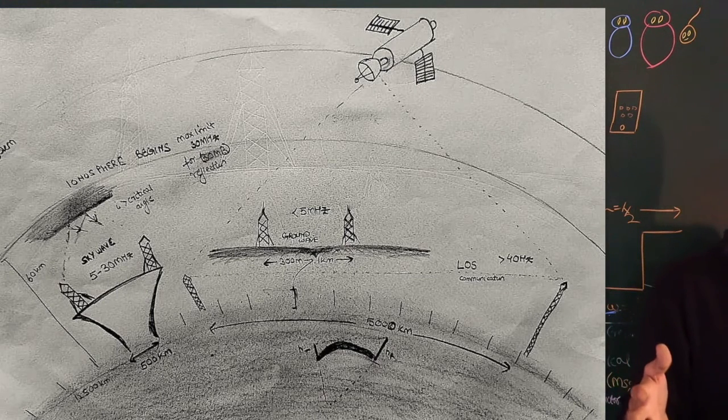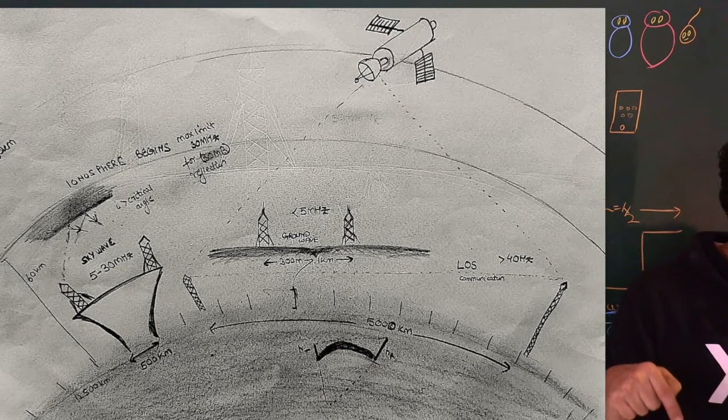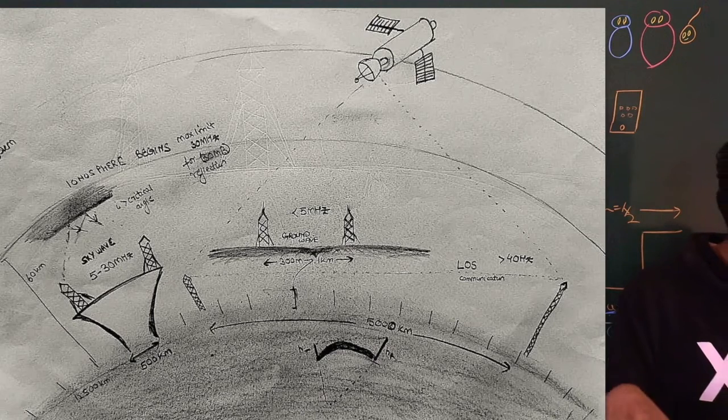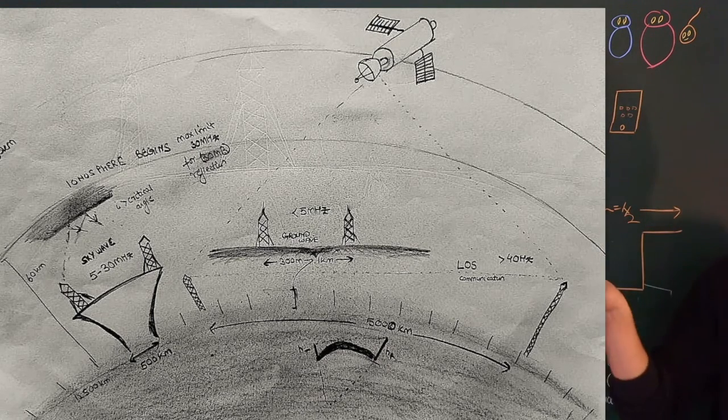Now what are sky waves? The first one was the ground wave, second is sky wave. Sky waves basically transfer from 5 megahertz to 30 megahertz, and they do so by reflecting the electromagnetic wave from the ionosphere, which contains ions.